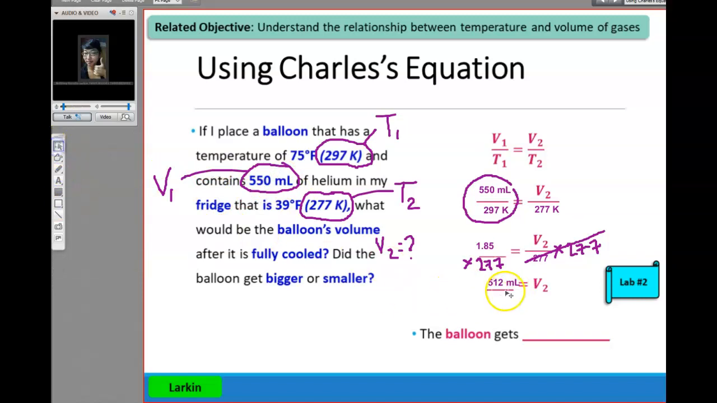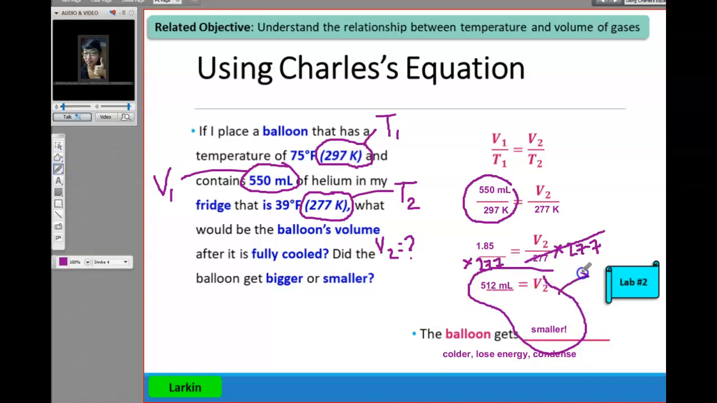Perfect. I love it. So if this is the case, then when we put the balloon in the fridge, mathematically, we expect the balloon to get what? 512 milliliters versus the original 550. Did the balloon get smaller or bigger? Yes, it got smaller, and that again should make sense based on what we understand from Charles's law, where the molecules get colder, they lose energy, and so they condense, they come back together, and so it gets smaller. This right here should be your answer for number 2, 512 milliliters, and the balloon gets smaller.